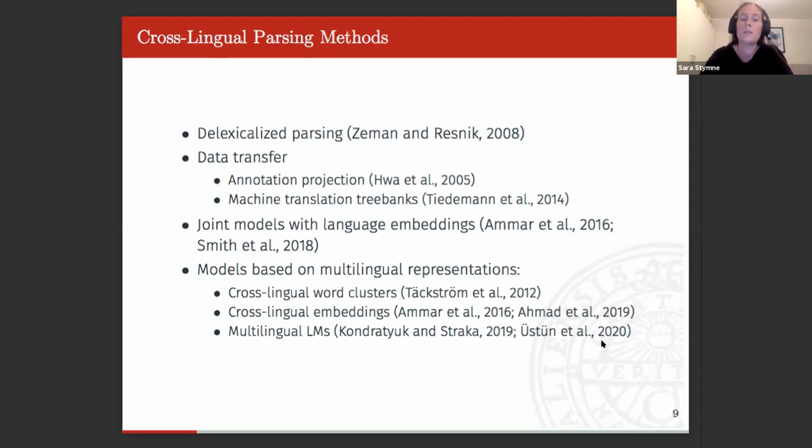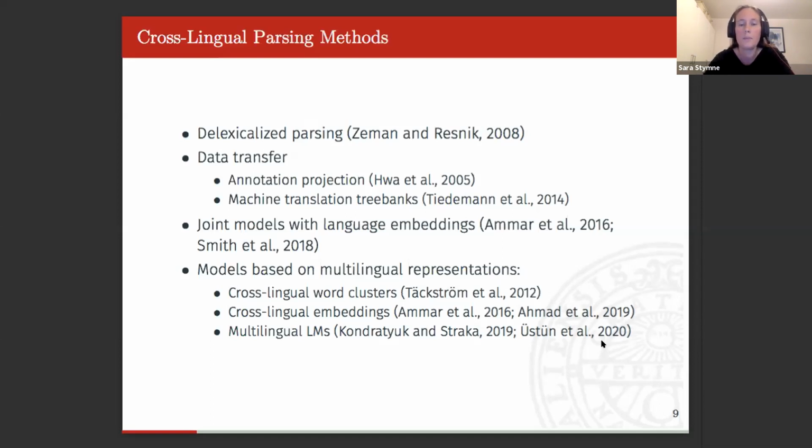Another strand of work is joint models, where you train a model for several languages at a time, and often this assumes that you have a little bit of target data, but you could of course also train models on many transfer languages. And what's been quite useful is to add language embeddings to this, so that you have a representation of which language a sentence comes from, and then the system can learn similarities and differences between languages and take advantage of that. There are also quite a few models based on different types of multilingual representations.